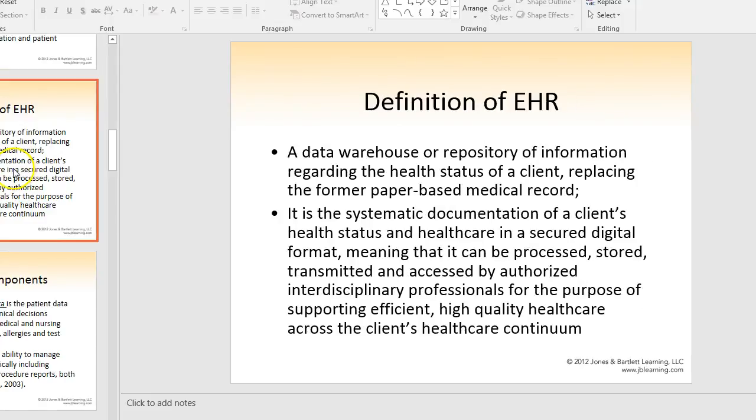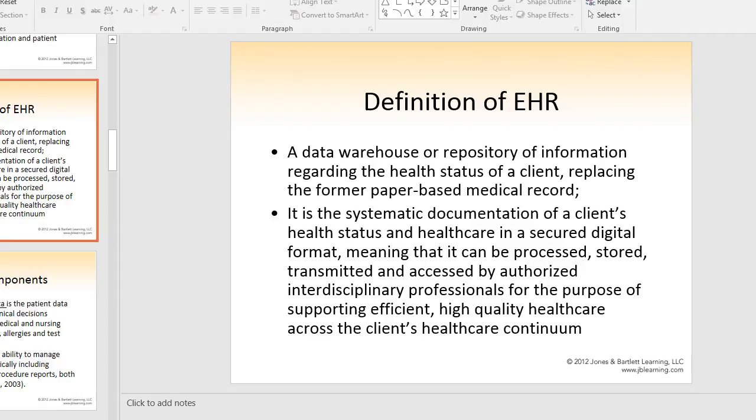So electronic health registry, it's not just a medical record now. It's actually a data warehouse, which is how you picture it, except that it's in the cloud, and it's a warehouse of all this data in real time. And there's information regarding the health status of a client, and it replaces the former paper-based medical record. So you move faster. Information moves so quickly now. And with paper, we couldn't keep up.